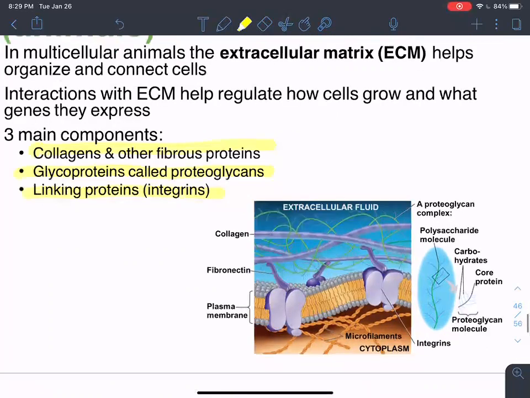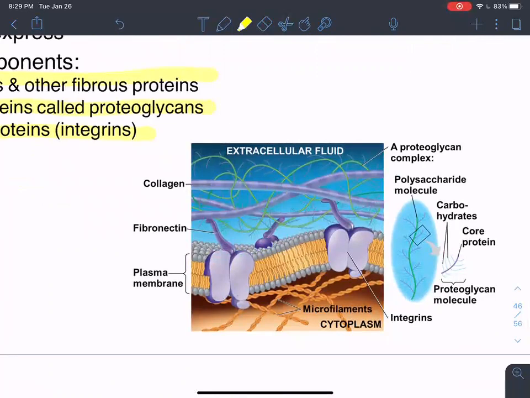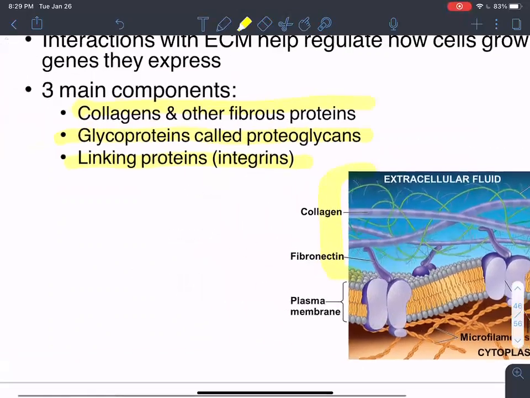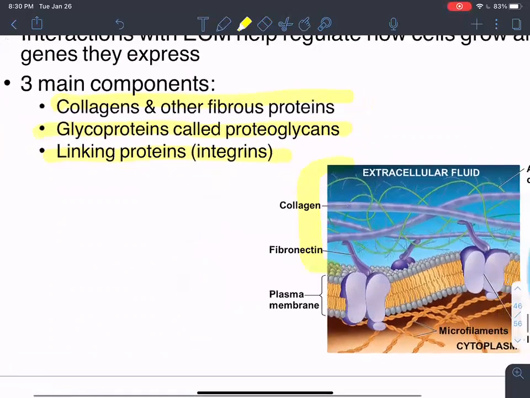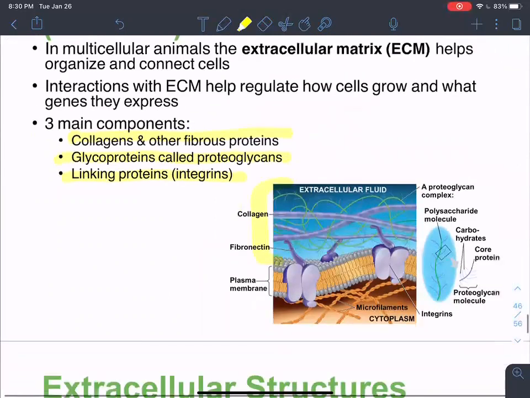So you can see here in this picture that this area on the outside here is the extracellular fluid, and that's where you can find the extracellular matrix made up of these three main components. So you can see the collagen, you can see the fibronectin, and then the integrin proteins, which are comprised of these things as well. So that is the extracellular matrix.